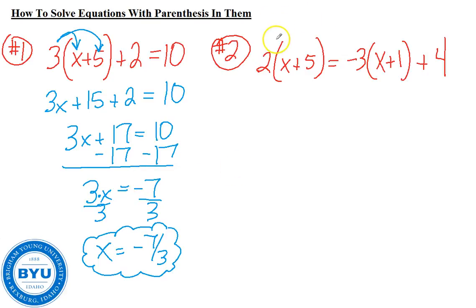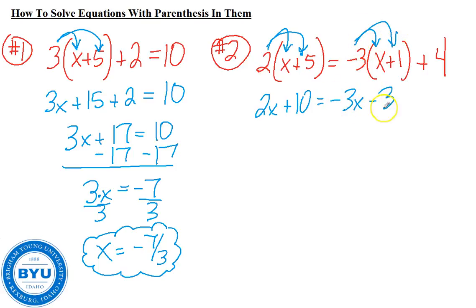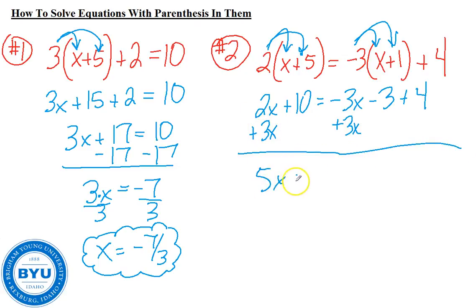On number 2, we need to distribute as well. I'm going to distribute the 2 in. I get 2x plus 10 equals, here I've got to distribute a negative 3 in. Negative 3x minus 3 plus 4. I want to get all my x's to the left side, so let's do that. I'm going to go ahead and add 3x to both sides. When I do that, I get 5x plus 10 equals, what's negative 3 plus 4? It's just 1. Notice the x's went away. I moved them to the left side.